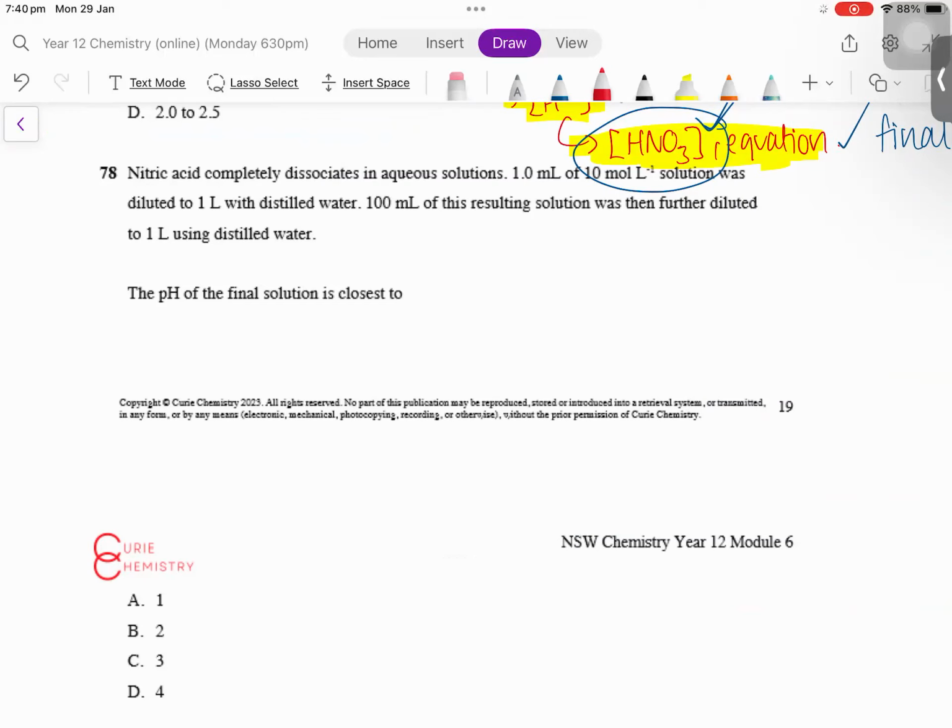Nitric acid completely dissociates in aqueous solutions. 1 milliliter of 10 moles per liter solution was diluted to 1 liter with distilled water. 100 milliliters of this resulting solution was then further diluted to 1 liter using distilled water. The pH of the final solution is closest to.